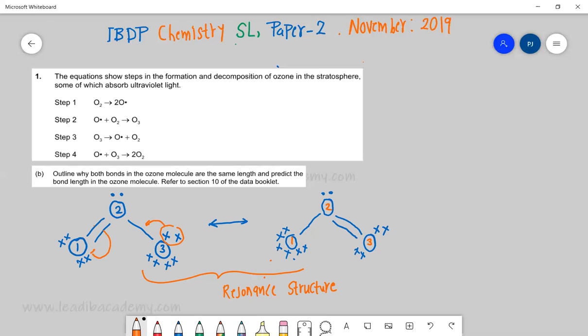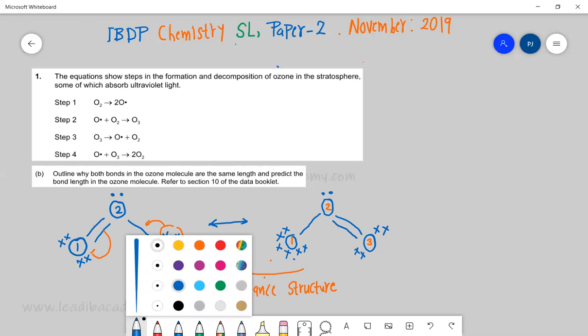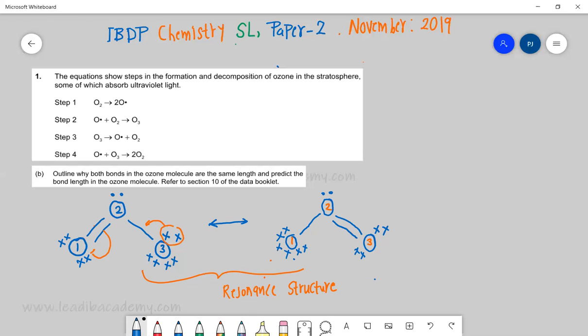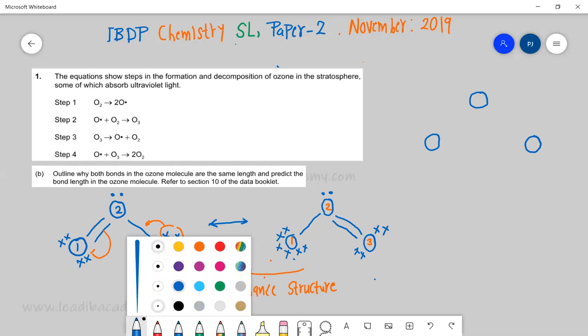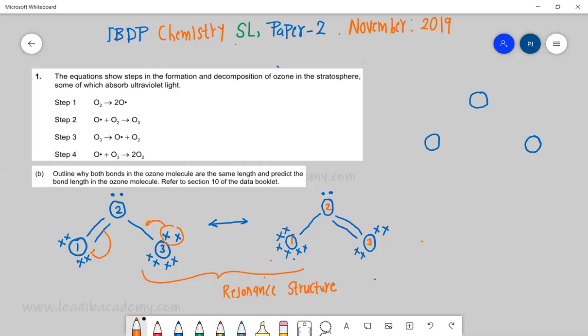So the question is, which is the correct structure out of these two? And the answer is none of them. It is actually in between these two. It is neither the first nor the second structure. So the correct structure would be like this. Let me give the numbering for the oxygen atoms: this is 1, 2, and 3.